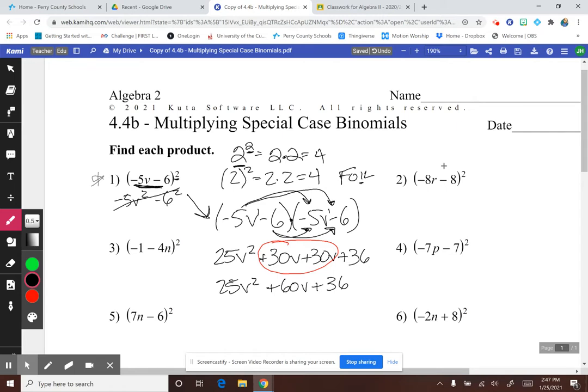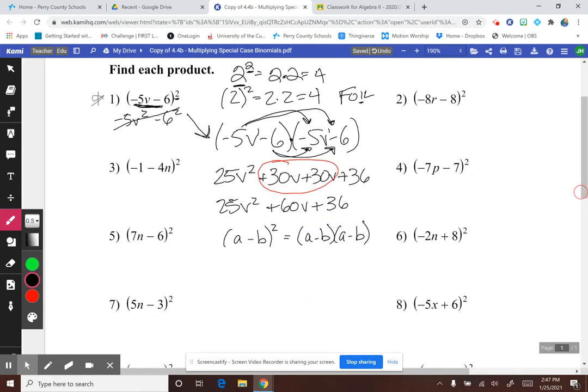If I were to look at this as a minus b squared, I'm going to have a minus b times a minus b, right? And let's just go down this path for a minute. So I'm going to end up with a squared for my first terms. I'm going to end up with b squared as my last terms. And in this particular instance, notice what happens.